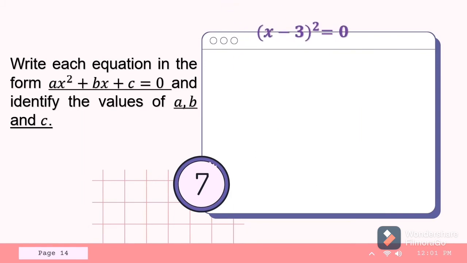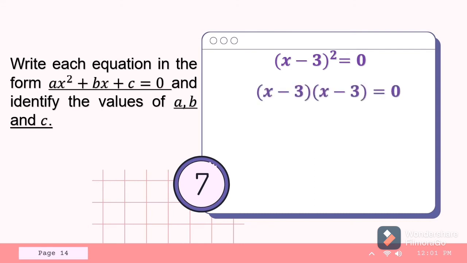Number 7. x minus 3 squared is equal to 0. This time, alam naman natin na x minus 3 squared is equal also to x minus 3 times x minus 3. So, we can use also a FOIL method. So, first term, x times x, that is x squared. Outer term, x times negative 3, that will be negative 3x.